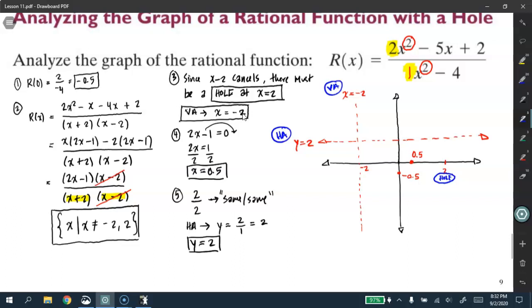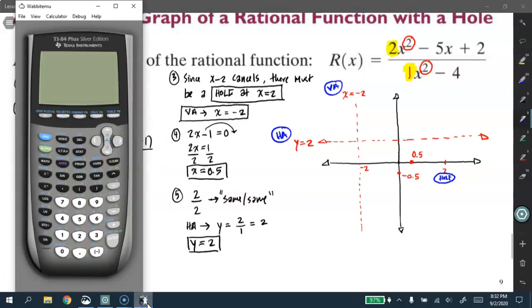So now that we've got all of these things covered, we can go ahead and consider the graph. So pick up a graphing calculator. All right, let's do this as quick as possible. In a graphing calculator, you want to go ahead and type into the numerator, remember to put parentheses, 2x squared minus 5x plus 2 in the numerator. And in the denominator, you want to go ahead and type in x squared minus 4. So x squared minus 4, like that, okay? And go ahead and hit graph.